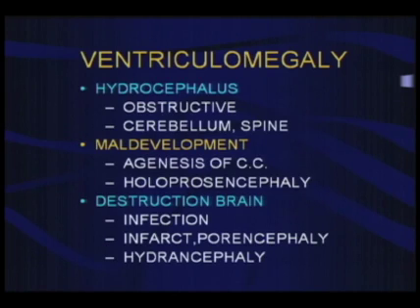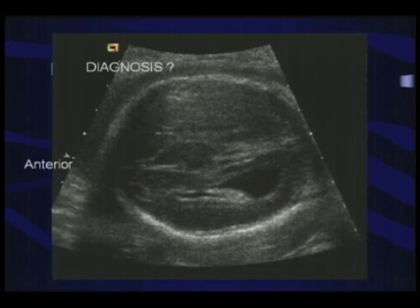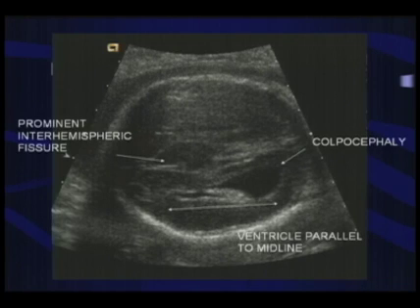Next, let's talk about maldevelopment as an etiology of ventriculomegaly. First, we look here anterior, posterior of this fetal head. We look and we have colpocephaly. But we also see that the ventricle is parallel to the midline, the frontal horn is not dilated at all, and there is a prominent interhemispheric fissure.